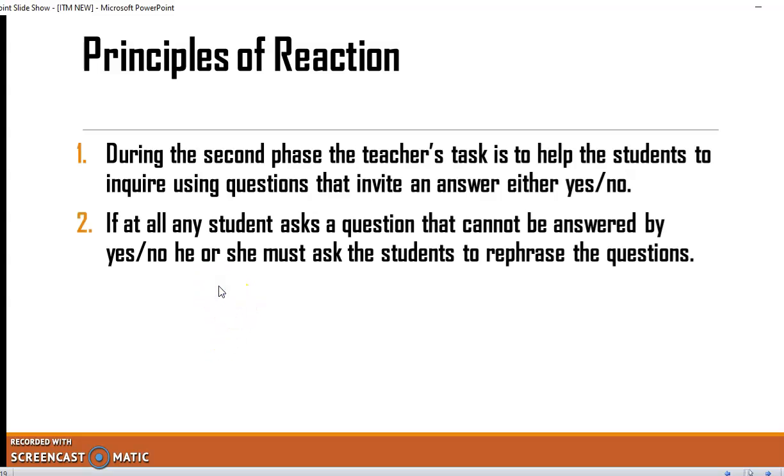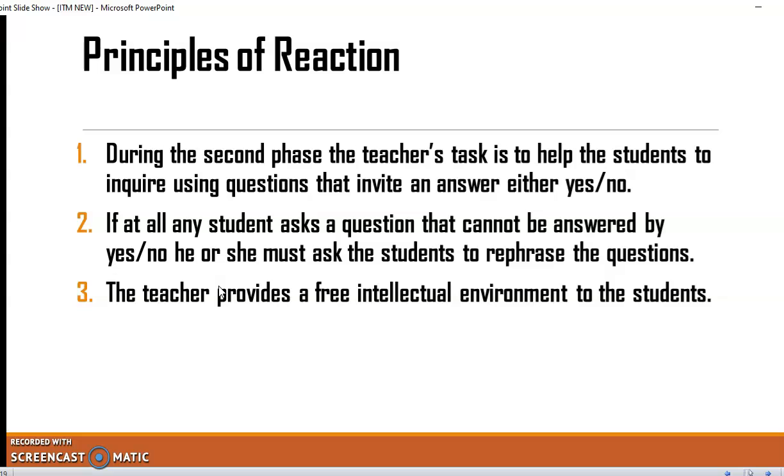The second point is, if any student asks a question that cannot be answered by yes or no, the teacher must ask the students to rephrase the question. Sometimes it so happens that the students are not very familiar with the process of the inquiry training model. So if any student asks a question that cannot be answered with yes or no, you need to tell the students to rephrase the question so that the answer can be given only in yes or no.